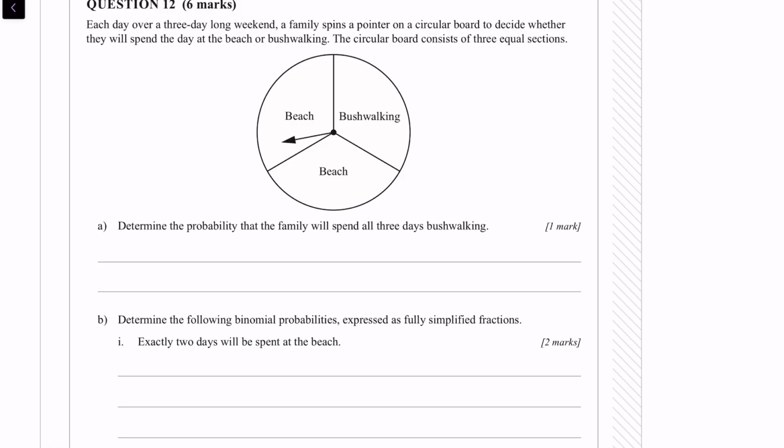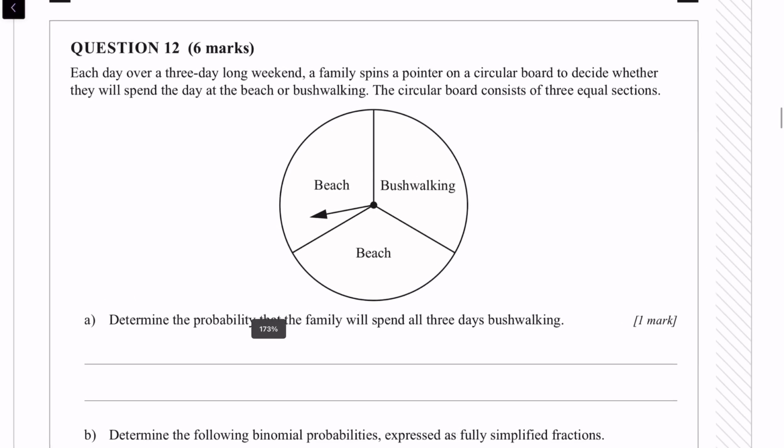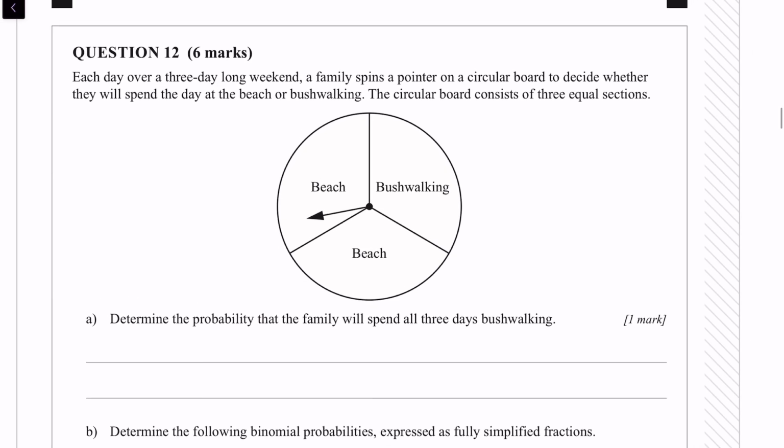Question 12 is a bit unique, and so really requires us to look at and understand the question. So each day over a 3-day long weekend, a family spins a pointer on a circular board to decide whether they will spend the day at the beach or bushwalking. The circular board consists of 3 equal sections. Okay? Determine the probability that the family will spend all 3 days bushwalking.